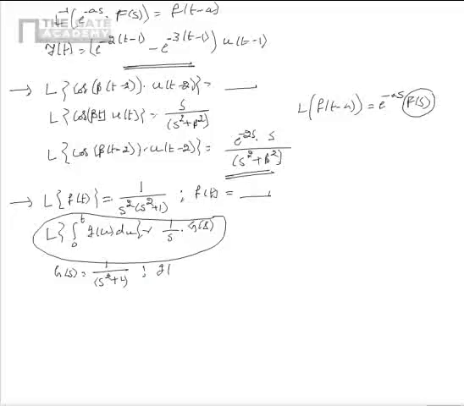From this we can write that g of t is equal to sine of t u of t. From this we can write that L inverse of 1 by s into s square plus 1 is equal to integral 0 to t sine of u du.